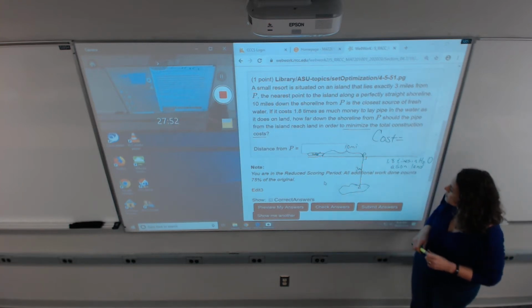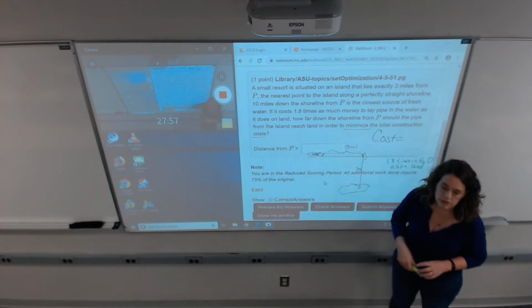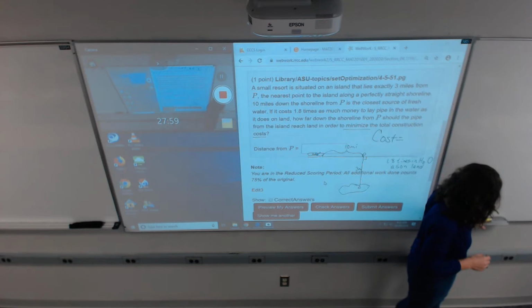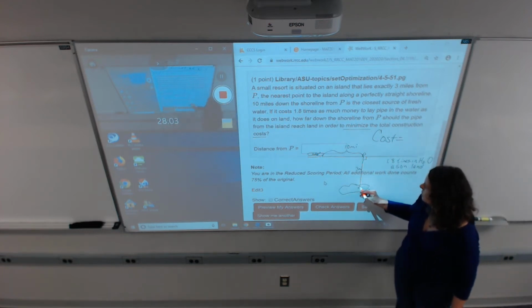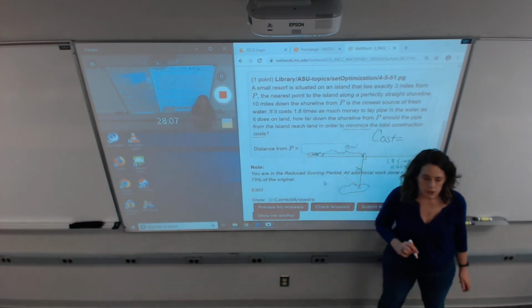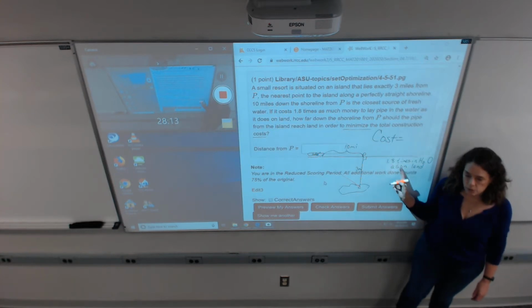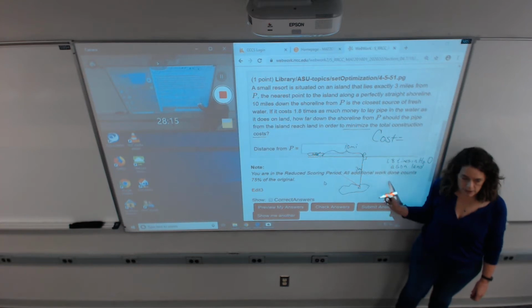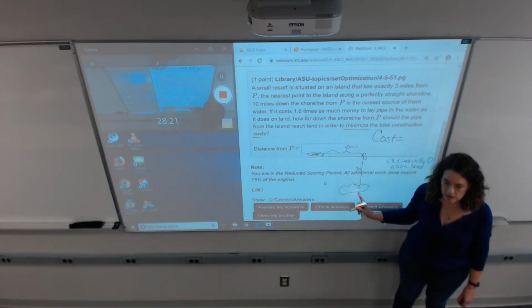Okay, let's talk about what they're doing now. What are your options to get a pipeline from here to here? What could you do? What's option 1? Go straight there. If I go straight there, 100% of the pipeline is underwater. Does everybody see that? But it's more expensive to run the pipeline in the water than it is to run the pipeline on land, which means this is probably going to be very expensive.